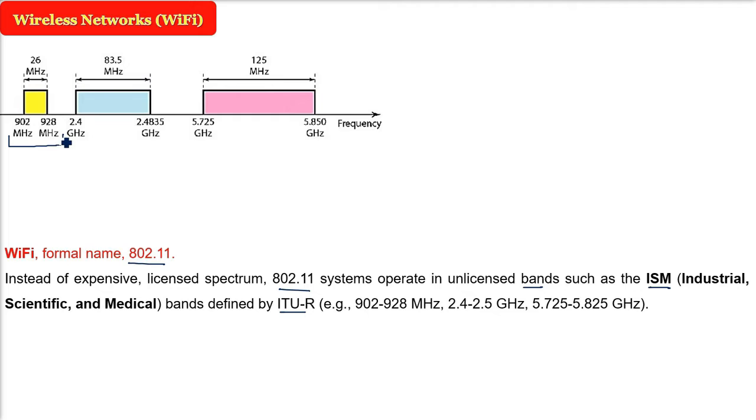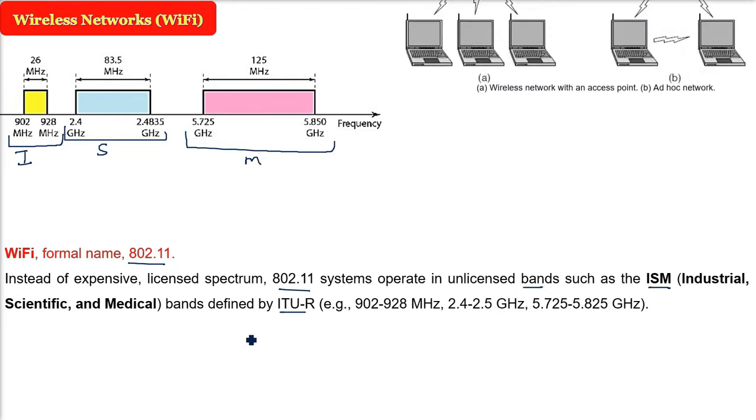So ITU-R has bands 902 to 928 MHz, that is for industry, and 2.4 to 2.5 gigahertz is for scientific usage. And these are free bands, unlicensed bands. We can use them if we are working in any of these fields. 5.725 to 5.825 gigahertz is for medical. So these are reserved unlicensed bands.